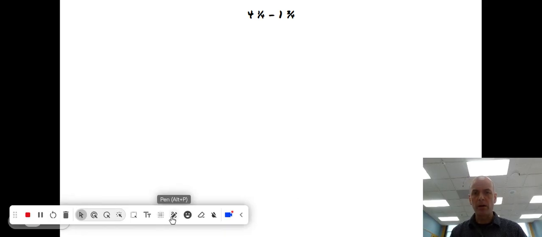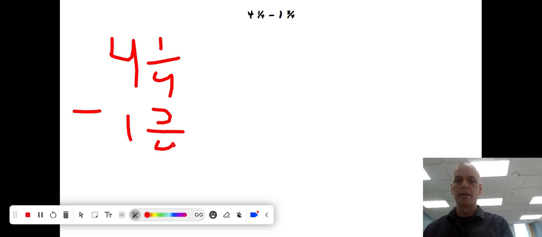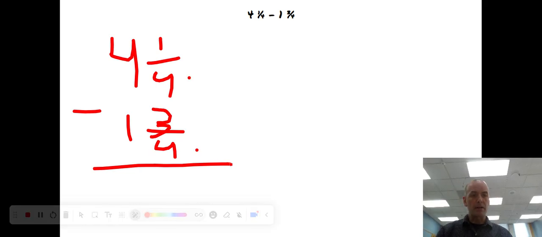So for our first problem, we have 4 and 1/4 minus 1 and 3/4. The first thing I'm going to do is stack with the bigger number on top. So I'm going to go 4 and 1/4 minus 1 and 3/4. Okay. Now, the next thing I'm going to do is make the denominators equal. But here, I do a little shoulder shake because they're already equal for me. I don't need to do it. I got fourths and I got fourths.